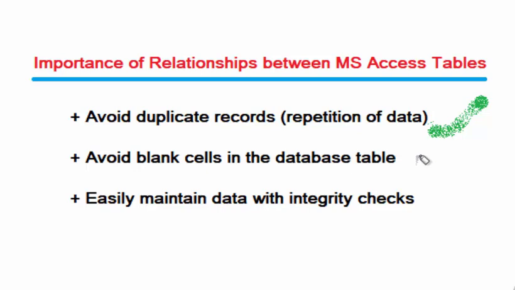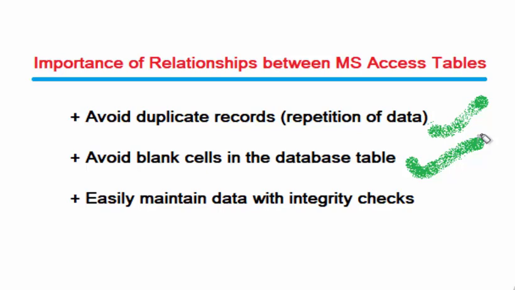Another reason why it is important to have relationship between tables is to avoid blank cells in the database table. This is very common, especially if you put everything in one table and you are recording, for example, information about students in school. Then there is a column of that table where you are recording school transport. Not all students will be using school transport. So if the first student is indicated as using school transport, the next student who is not using school transport, having a box where you record transport, you'll have to leave it blank.